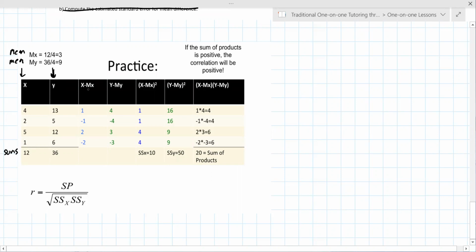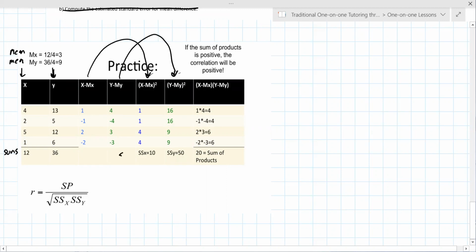So this X minus MX is 4 minus 3, 2 minus 3, and so on, to get that value. So it could be positive or negative. Y is the same deal. It's 13 minus 9 to get 4, 5 minus 9 to get minus 4, and so on. And then X minus MX goes to this column because then you square the value immediately, so these become positive. Same thing here. If you had to do this on your own, you could go right to these two columns. X minus MX and Y minus MY are intermediate values that you don't care about. It's the squared values.